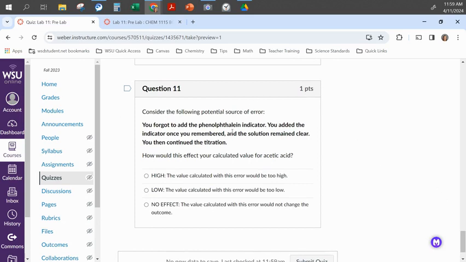Okay, you forgot to add indicator. You added the indicator once you remembered. The solution remained clear, and then you continued the titration. Is that okay? Can you do that? If it didn't change color, it's okay because you're still in the middle of the titration, so you're not at the end point. If you added the indicator and it turns bright pink, that means you're way past the end point. But if it doesn't change color, that means there's more acid to titrate still. So you can still keep going. Yeah, good. So no effect.